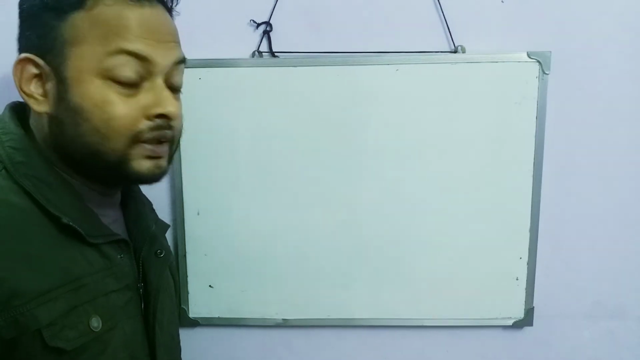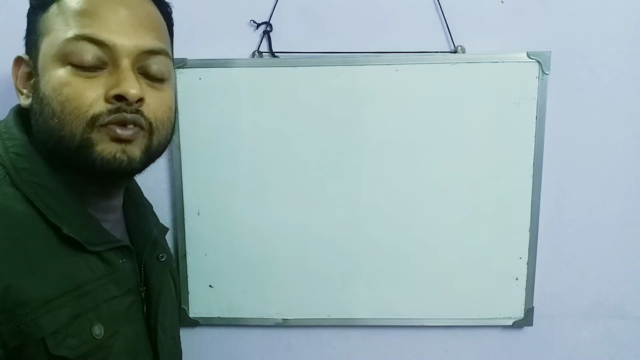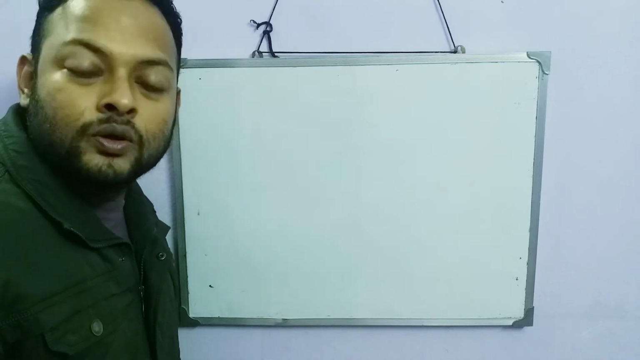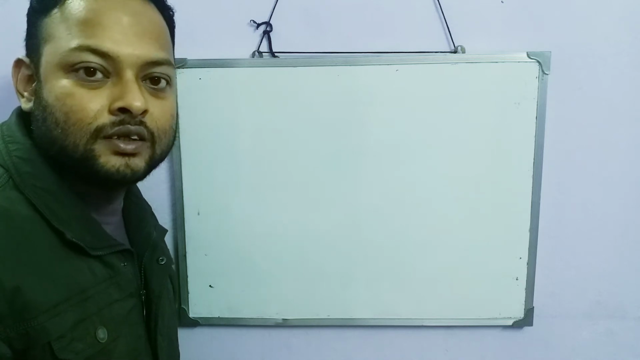This is lecture number 7 of current electricity. I hope you have seen the previous 6 videos on this chapter. So in this video we will discuss the various factors that affect the resistance.